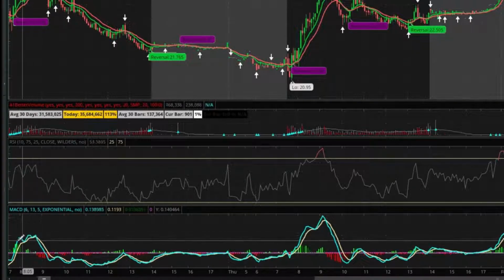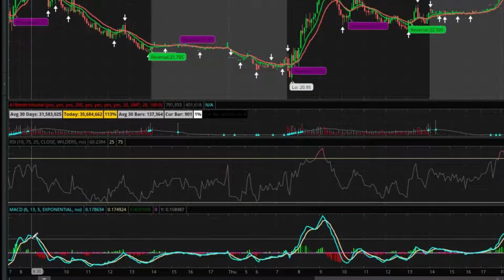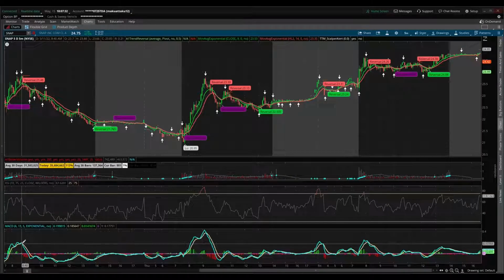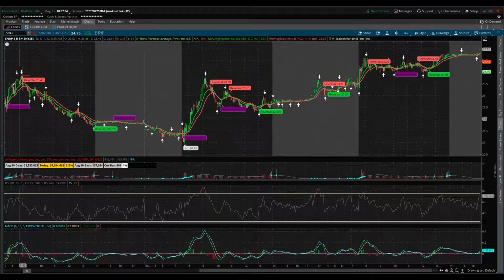Now it could have pre-indicated a couple of times here and here, but if you notice, the cross took place here. Then that's where the scalper alert also showed, and then the reversal indicator showed on the next candle. So I like that a lot more.